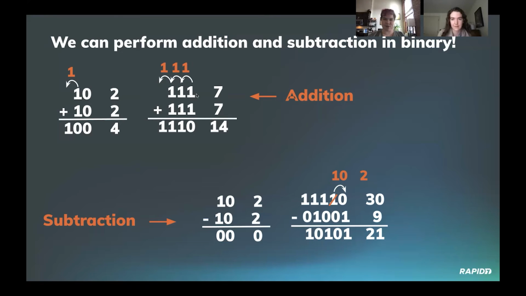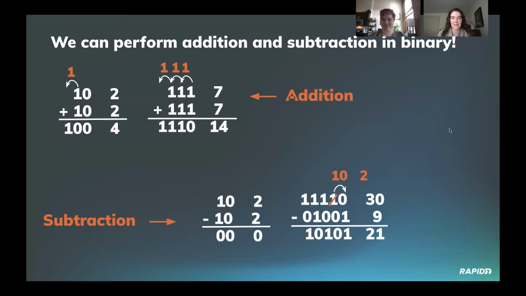Similarly, if you have 1, 1, 1 plus 1, 1, 1, you have 1 plus 1, you can't write 2 again, so you do 0 and carry that 1 over. But then in this column, you have 1 plus 1. So you leave one of those ones behind that you carried over and bring that 1 over, and so on. That way you get 7 plus 7 is 14, which is also 1, 1, 1 plus 1, 1, 1 is equal to 1, 1, 1, 0.